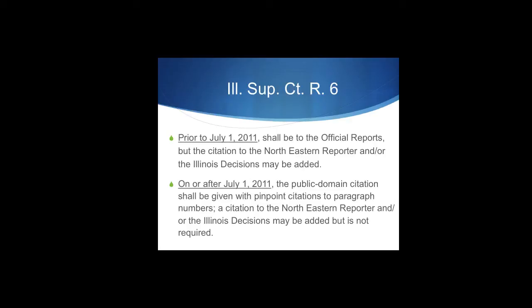For all cases decided on or after July 1st, 2011, I'm going to have to put in a public domain citation. It'll also have to have pinpoint citations to paragraph numbers. I can also add a citation to the Northeastern Reporter and/or the Illinois Decisions if I find it is helpful, but it is not required.